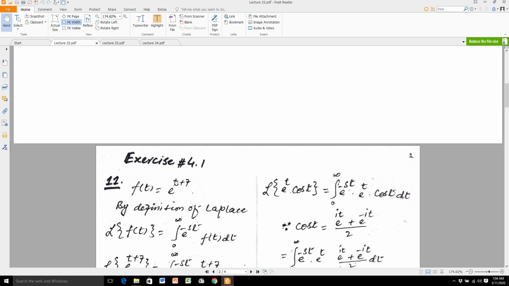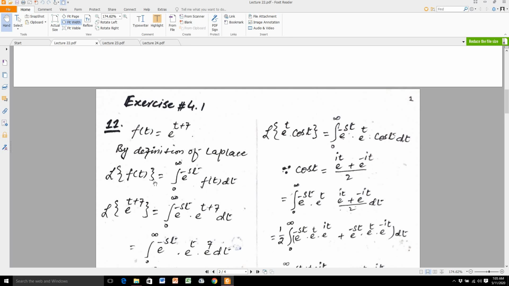Here f of t is equal to e raised to the power t plus 7, and by definition of Laplace we know that Laplace of f of t is equal to the integral from 0 to infinity of e raised to the power minus st f of t dt. Now we substitute the value of f of t, which is e raised to the power t plus 7. So Laplace of e raised to the power t plus 7 is the integral from 0 to infinity of e raised to the power minus st times e raised to the power t plus 7 dt.